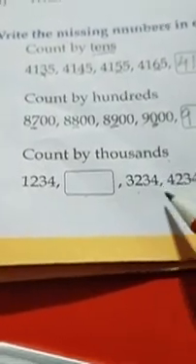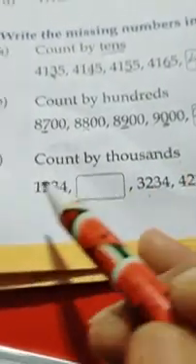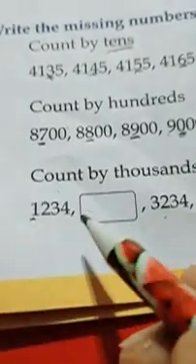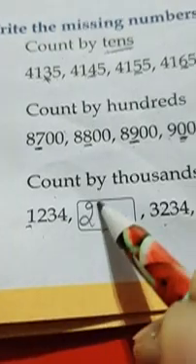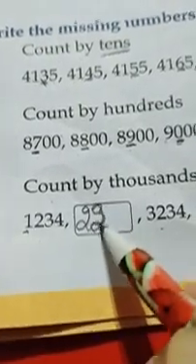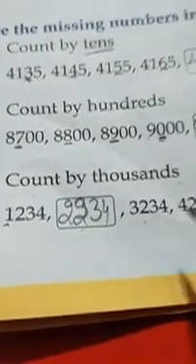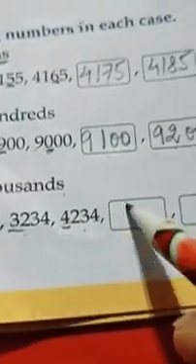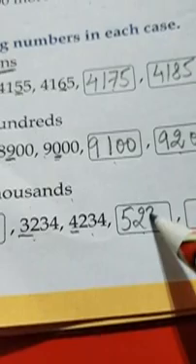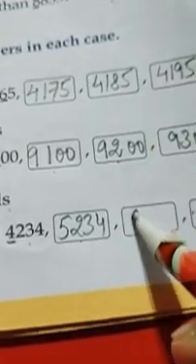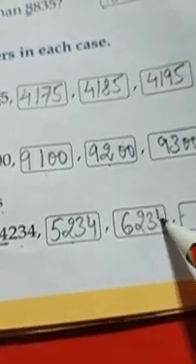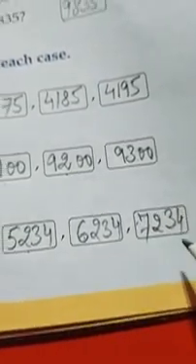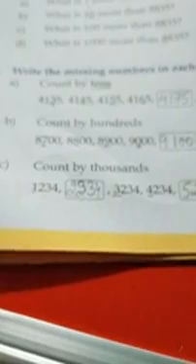Count by thousands. Now the change will be in the thousand's place digit. The thousand's place digit is here 1. Next time it will be 2, next time 3, then 4, then 5, then 6, then 7. Like this, these will be counted by 1000.